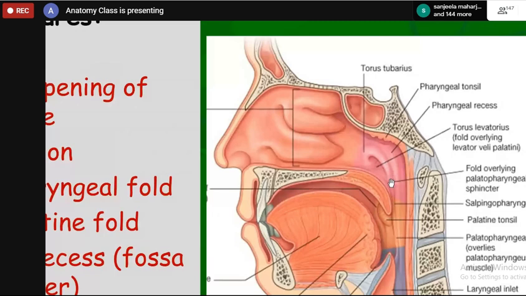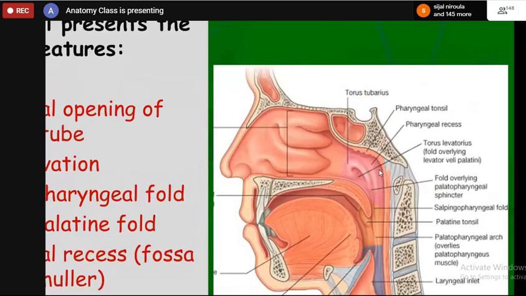Now same thing. This one is known as the salpingopalatine fold. How is this fold formed? Inside this fold, we have the muscle known as the salpingopalatine muscle, and this muscle will be covered by the mucous membrane, which will form a slight elevation that is known as the salpingopalatine fold. So in this way, all those structures are formed, and all those features are present in the lateral wall of the nasopharynx. This is all about the lateral wall of the nasopharynx.